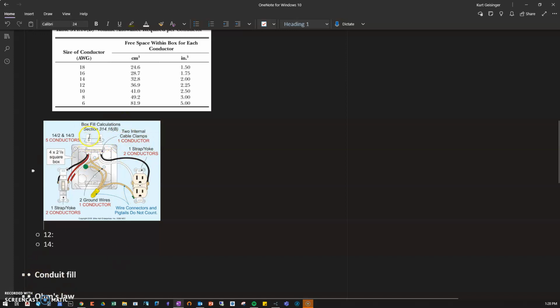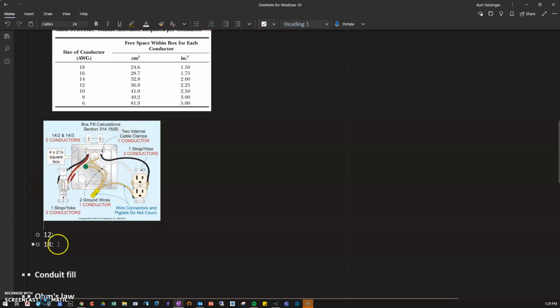We need to keep in mind here that 14.3, the 14 means there's 14 gauge. There's 3 of them. That's what the 3 stands for. The 14.2 means we have 14 gauge. There's 2 of them in the cable. Again, the 2 refers to the hot and the neutral. The grounds are implied. We're not talking about the grounds when we say 14.2, 14.3.